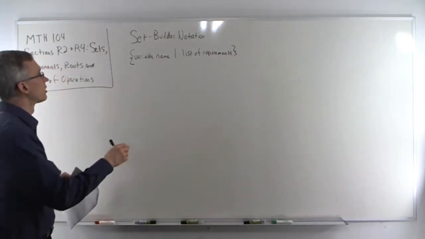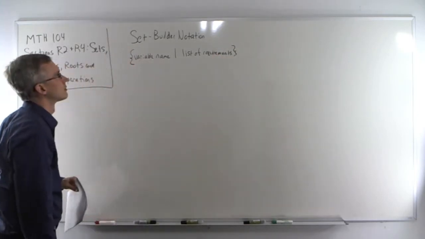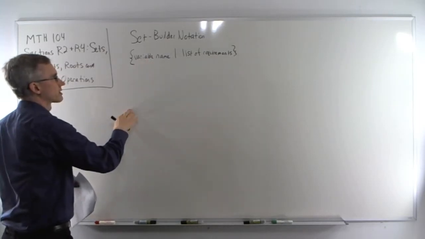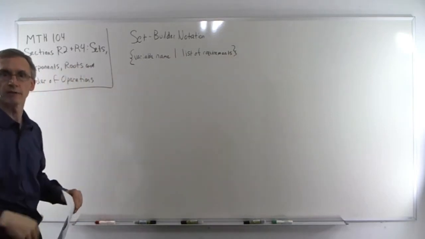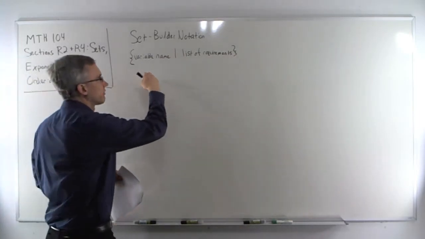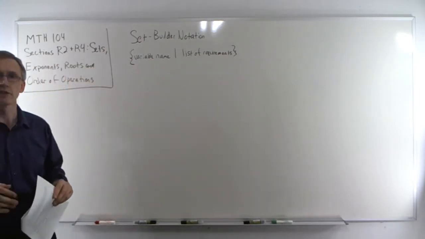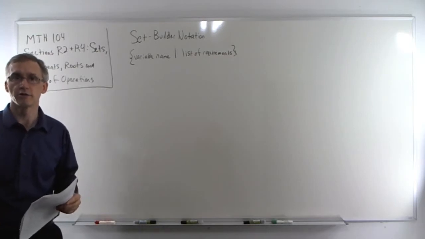So it has a format of enclosing everything in curly braces, and then writing your variable name here. So let's say we start with an x or something like that, and then this line is read as "such that." So we're talking about the variable x such that, and then we're going to have a list of requirements for x. Kind of narrows things down, because x could be any real number, and we want to narrow it down just to things like a solution set.